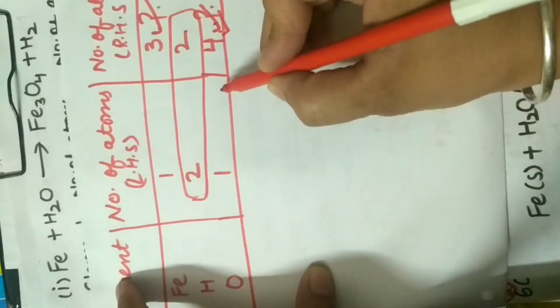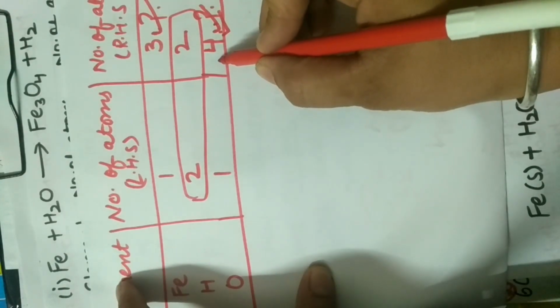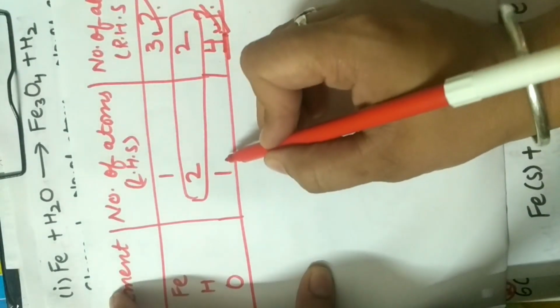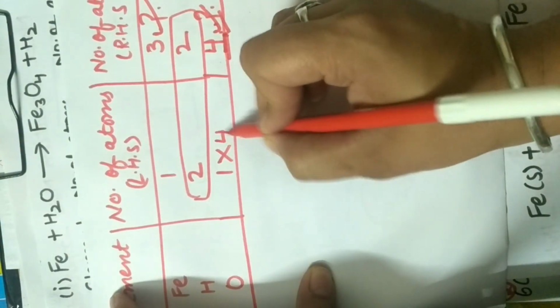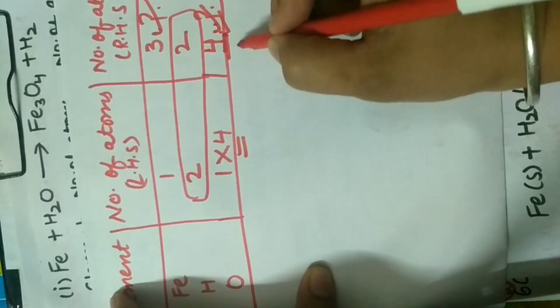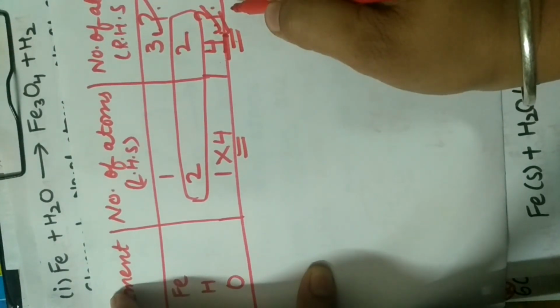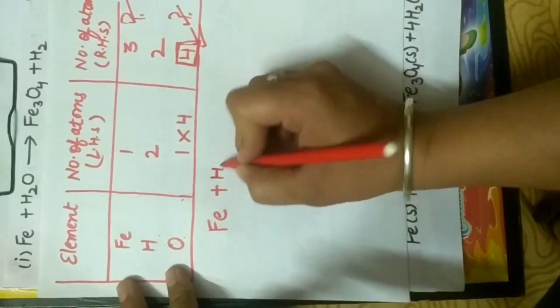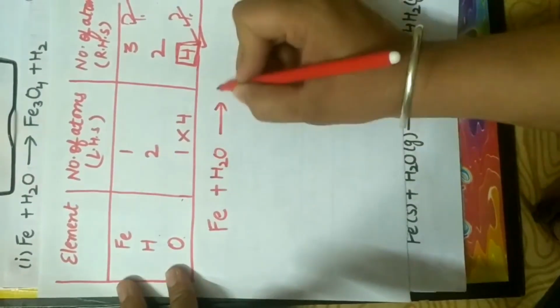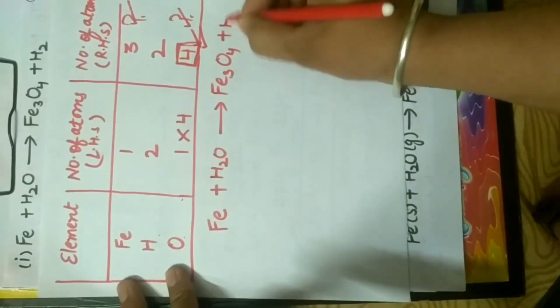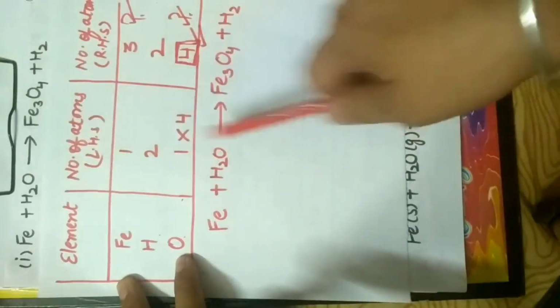Now in order to balance the oxygen first, as you see on the right hand side, we are having 4 atoms. So we will multiply the left hand side also with 4. So we will multiply the oxygen with 4. So now the left hand side is also having 4 atoms and the right hand side is also having 4 atoms. Now you will see how we will write it in the equation. Iron plus H2O gives Fe3O4 H2. Simply what I have done, I have written this equation here.